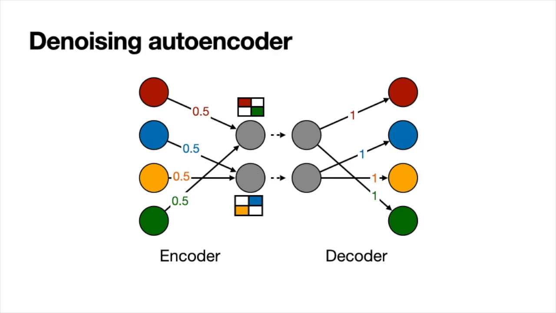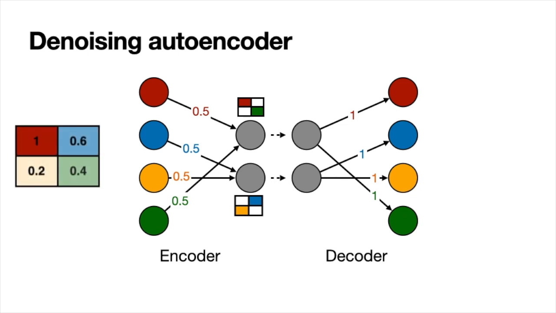But now let's see what happens if we throw in an image that is not in our dataset. Say this one has intensities 1, 0.6, 0.2, and 0.4. This image is not in the dataset because the intensities are not the same on the two diagonals. Recall that for an image to be in the dataset, the intensities of the two diagonals have to be exactly the same.